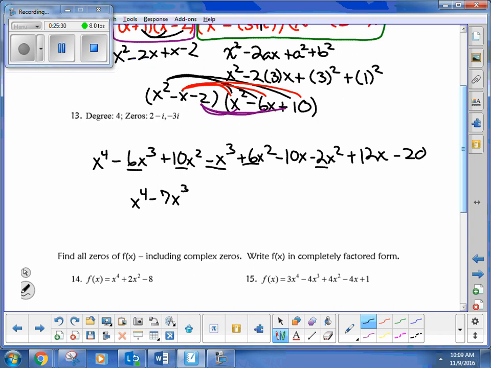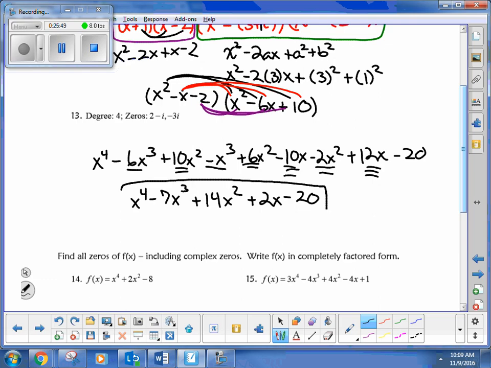There's 3x squares, so positive 14x squared. There's going to be two of these x's, so positive 2x minus 20. So then this will be the solution. This one will produce those solutions that we went ahead and factored back out. All right, good. Let's go ahead and now work on 13.